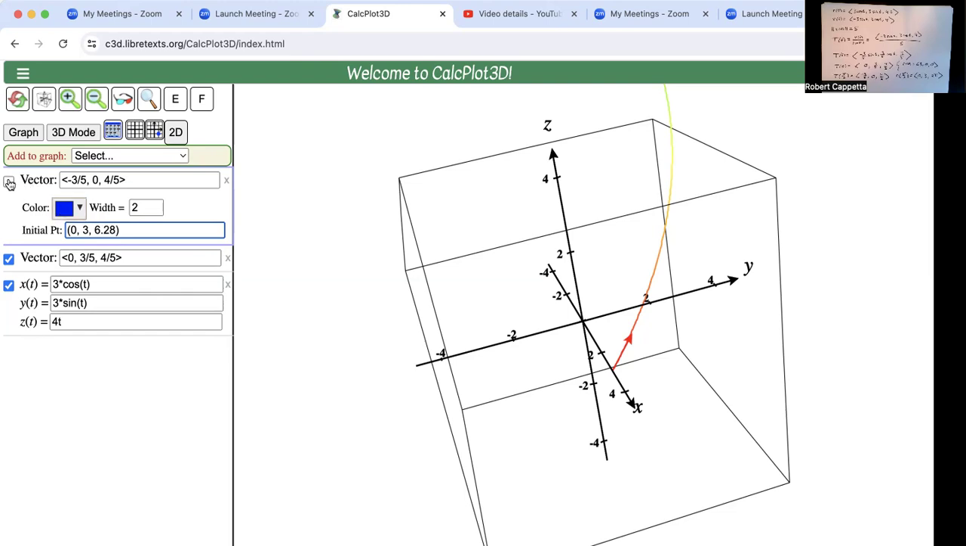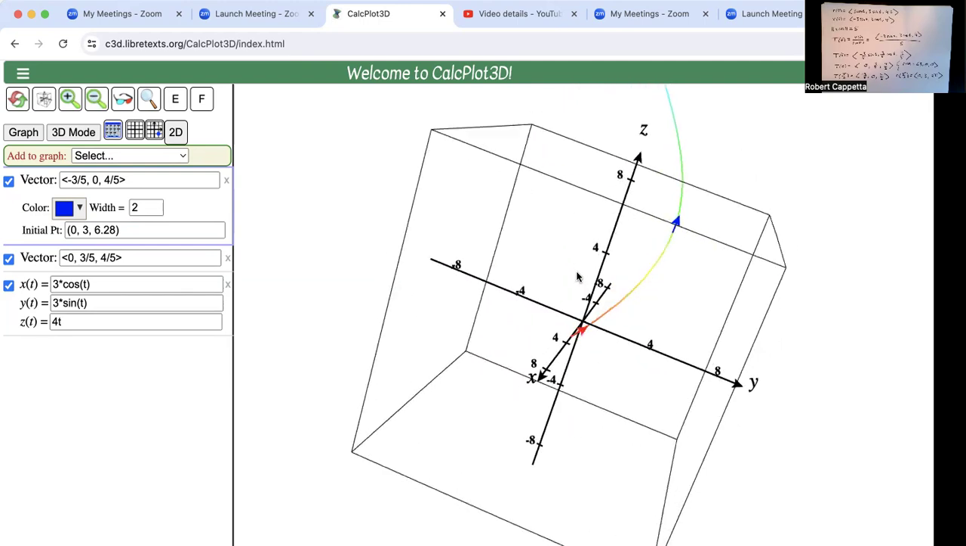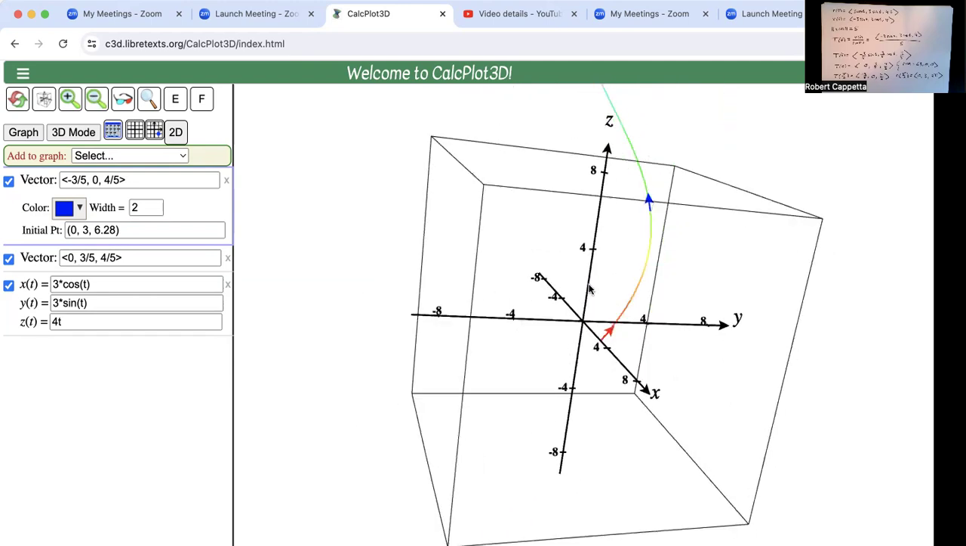And see if we can see that. I may need to zoom this out so I can find it. And sure enough, there it is. So we see that little blue vector going in the direction of that helix, starting at that point. Check it at 0, 3, 2 pi, going in the direction of the helix with length 1.